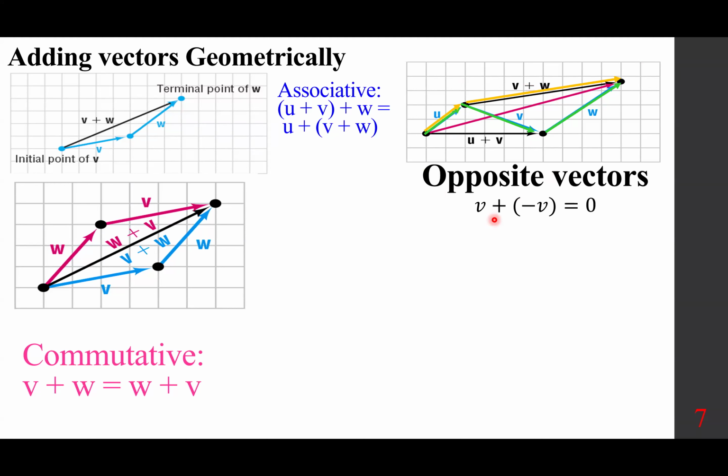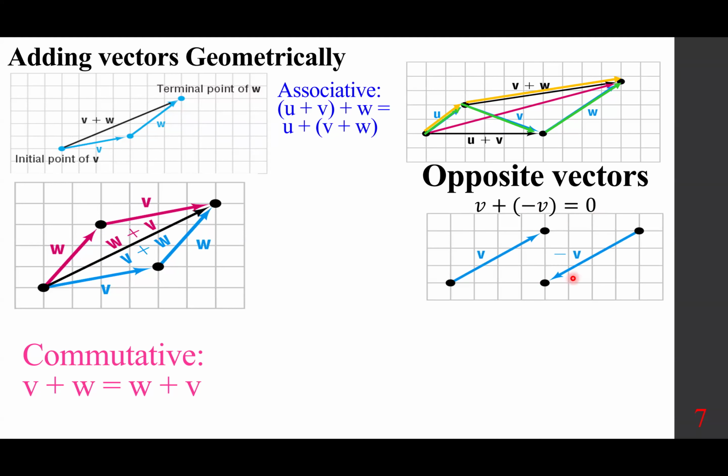Opposite vector. V and its opposite, they add up to the zero vector. This is not a regular zero, it's the zero vector. So V and negative V are parallel, they have the same magnitude, but opposite direction. They cancel each other, they give us zero. So V plus zero, or zero plus V, gives you the same vector back.